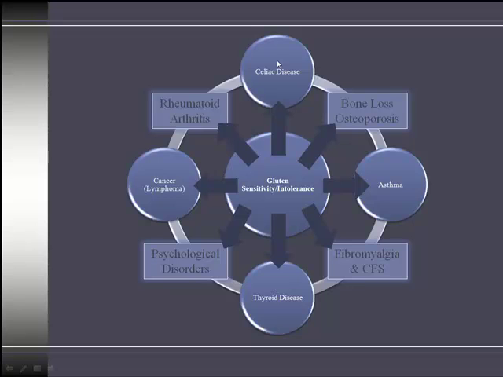And we're talking about 200 conditions. Only one of those conditions is actually celiac disease. So I don't want you to get this topic confused. Gluten sensitivity and celiac disease are not the same thing. Celiac disease is a manifestation of gluten sensitivity. Gluten sensitivity is just a state of being. It's a state of who you are.